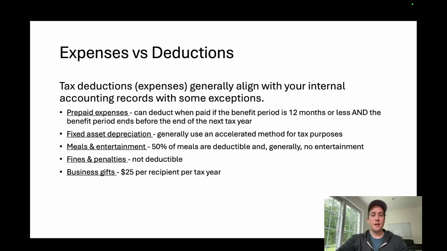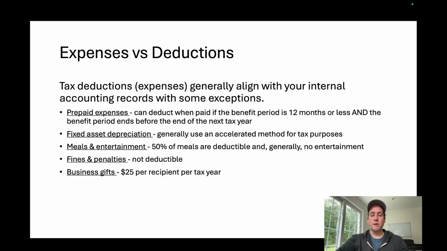Meals and entertainment. This one kind of stings a bit. You cannot deduct entertainment. So if you have entertainment expenses on your internal accounting records, that is an add back to your net income. It's going to raise your net income because you can't deduct those items. And you also cannot deduct more than 50% of your meals expense.